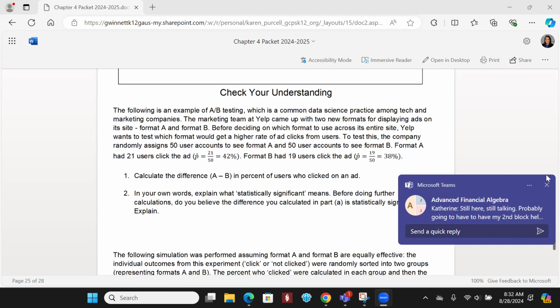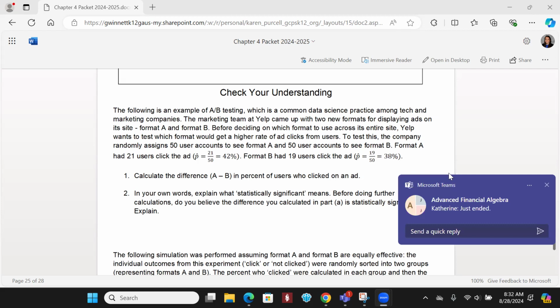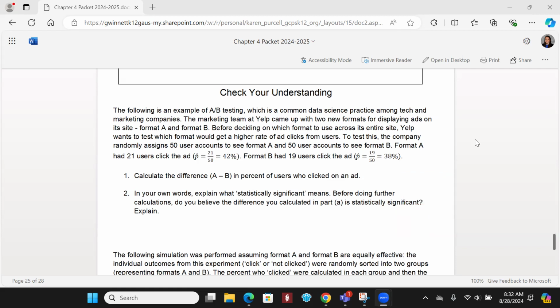Format A had 21 users click the ad. That little p with a little party hat on top of it is called p hat. We're going to talk about that later. Format B had 19 users click the ad. P hat was 38%. So calculate the difference in percent of the users who clicked on the ad.